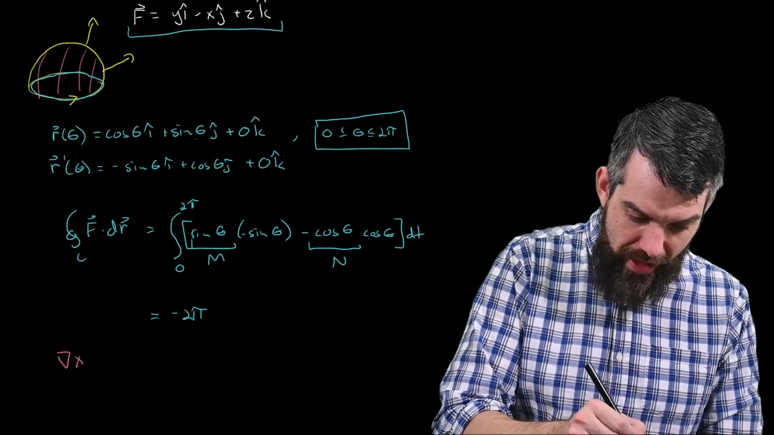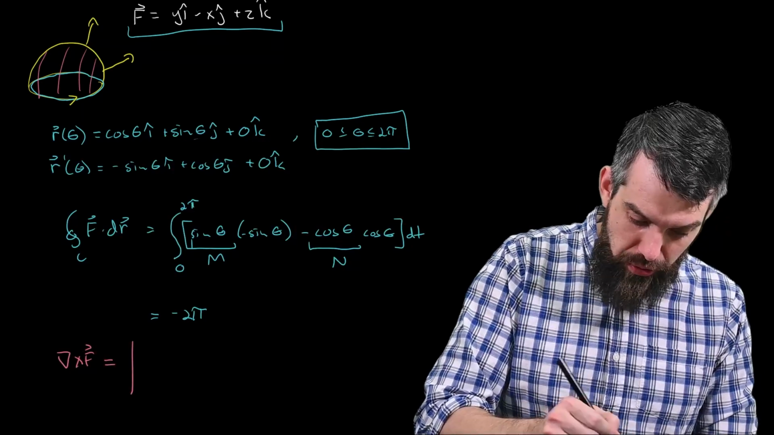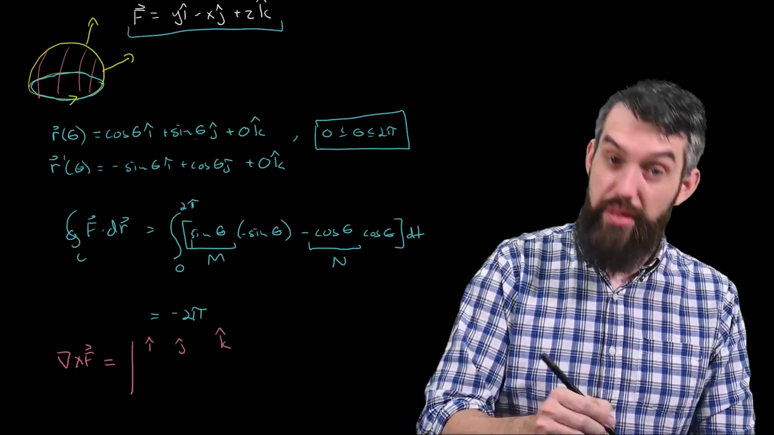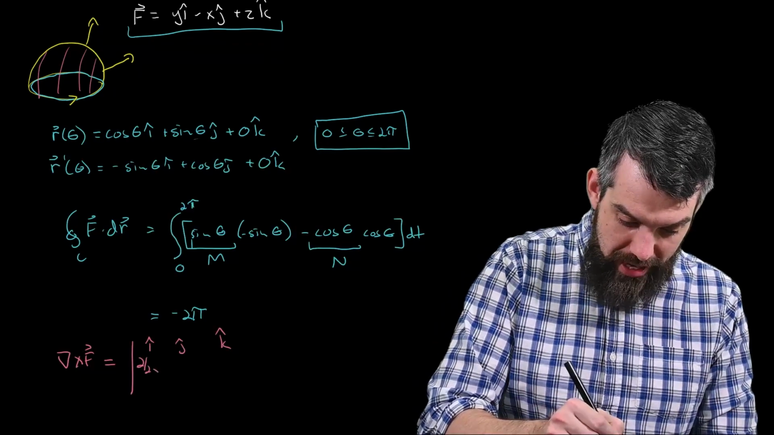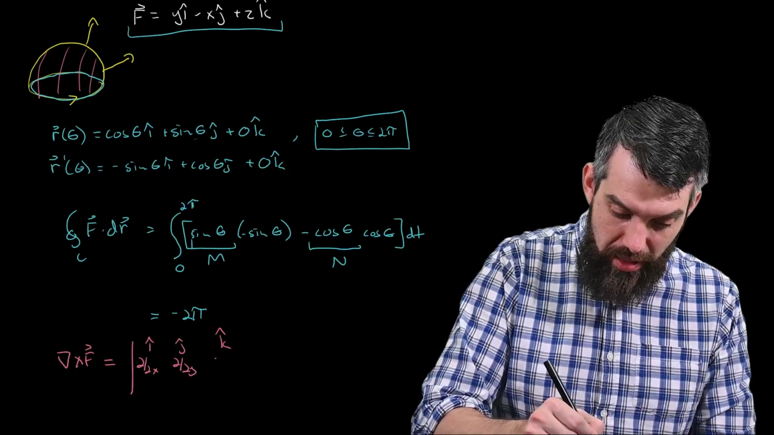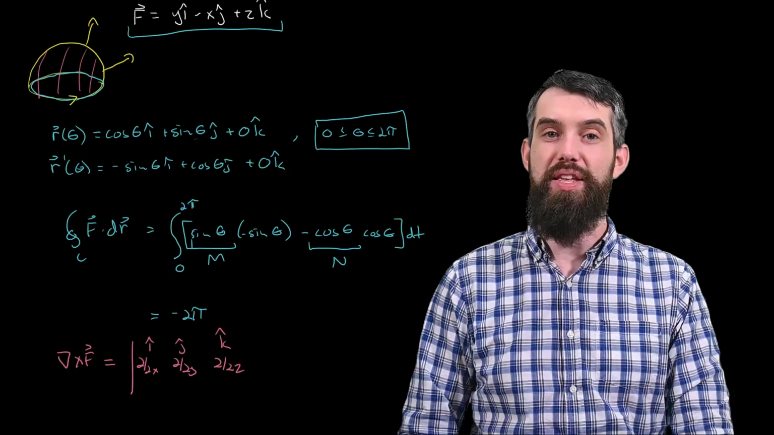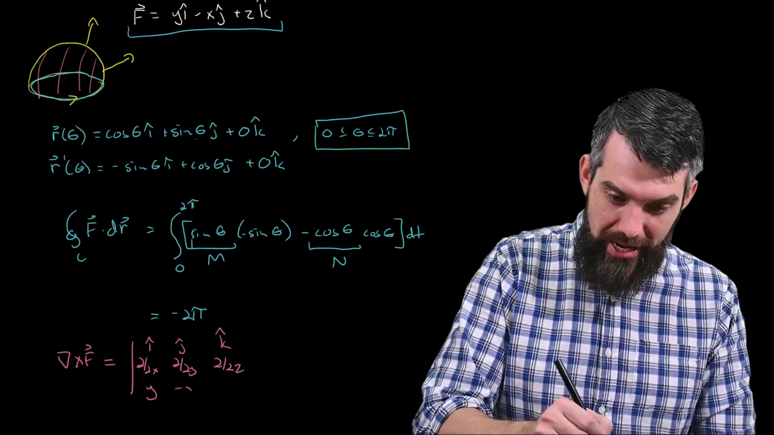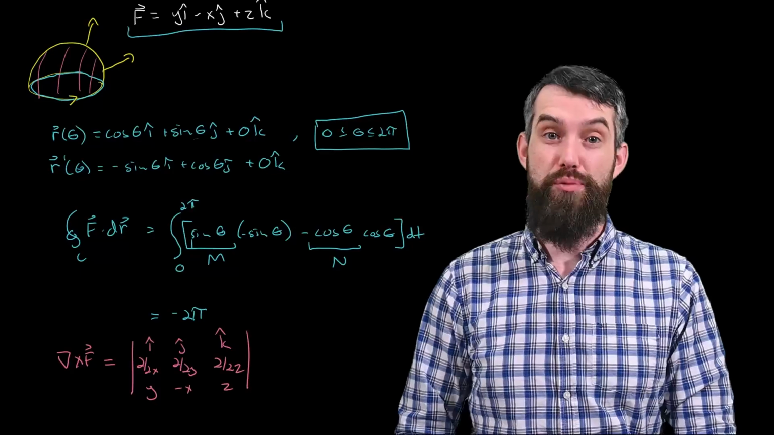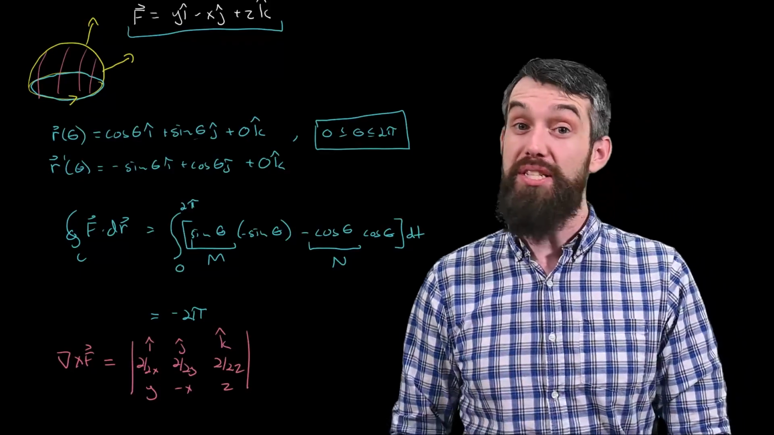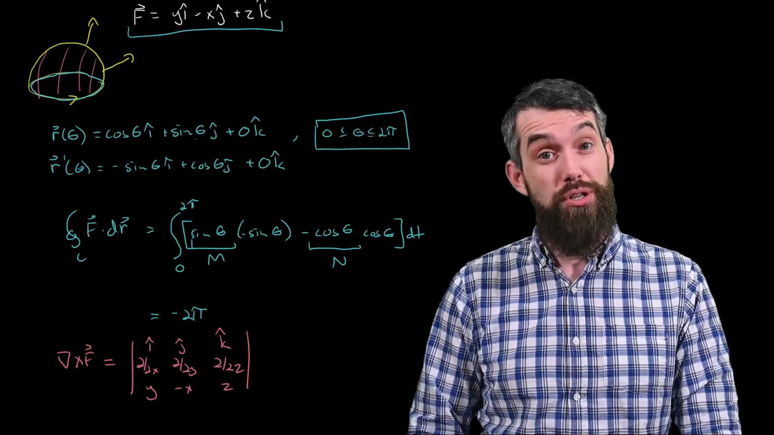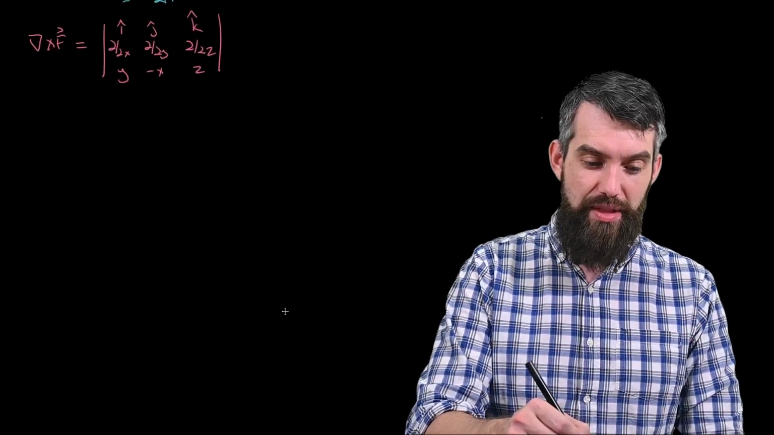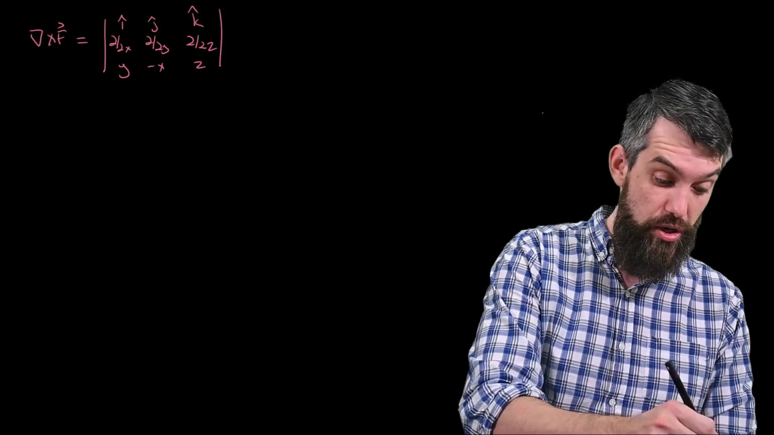The curl of f is equal to the determinant of i hat, j hat, k hat, then the partial with respect to x, the partial with respect to y, and the partial with respect to z all go along the second row, and then finally the components of the field f itself, y, minus x, and z, go in the third row. You'll notice here that I'm not memorizing the larger formula for the curl that we've introduced. I'm preferring to think of it in the determinant way. This is perfectly fine for all the computations that I'm going to be doing.